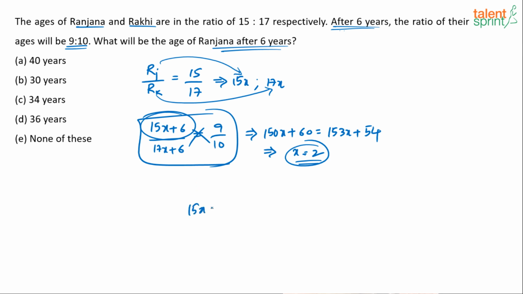So 15x plus 6 is equal to what? X is equal to 2. Substitute. So 15 into 2, 30. 30 plus 6, 36. Answer should be 36 years. Option D. Option D, 36 years is the correct answer, right?